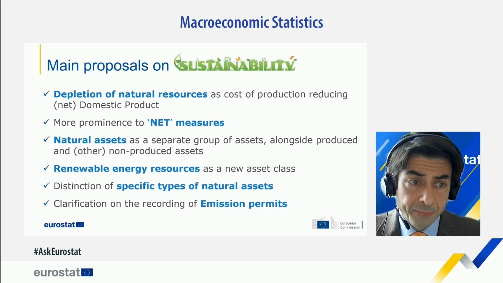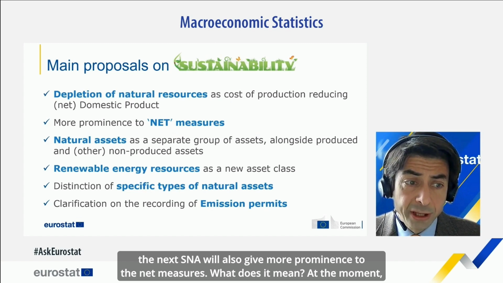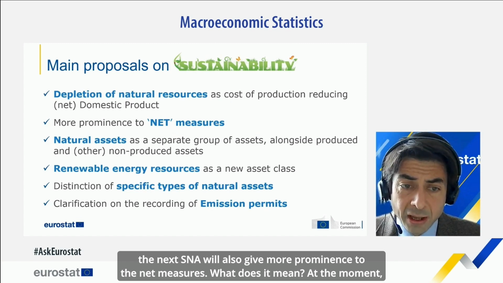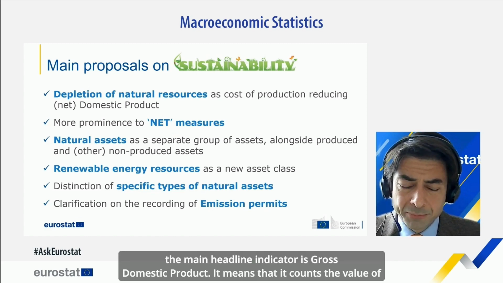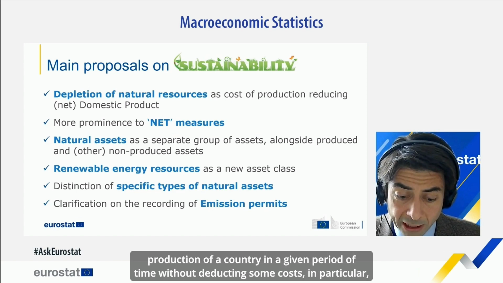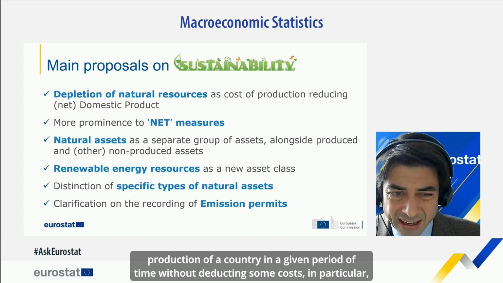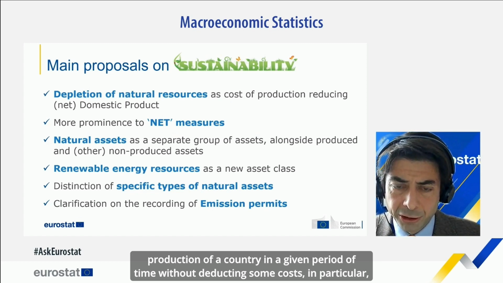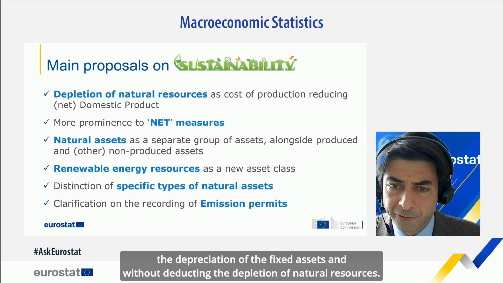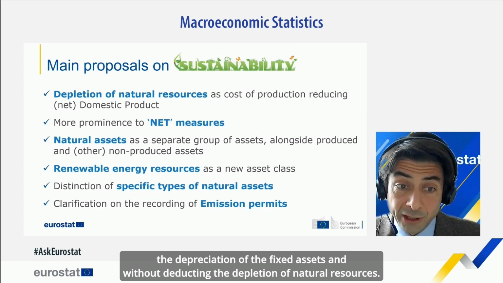And for this, the next SNA will also give more prominence to the net measures. What does it mean? At the moment, the headline indicator is gross domestic product. It means that it counts the value of production of a country in a given period of time without deducting some costs, in particular the depreciation of the fixed assets and without deducting the depletion of national resources.